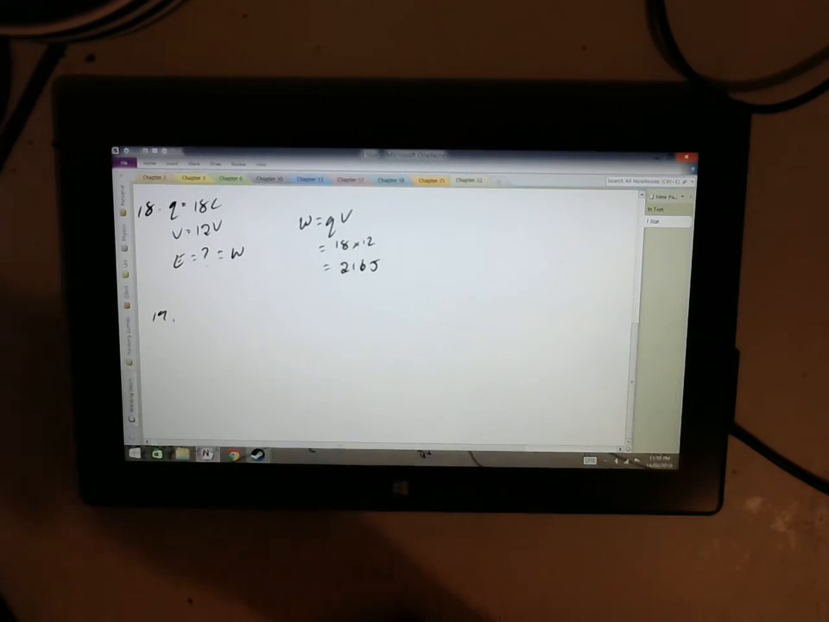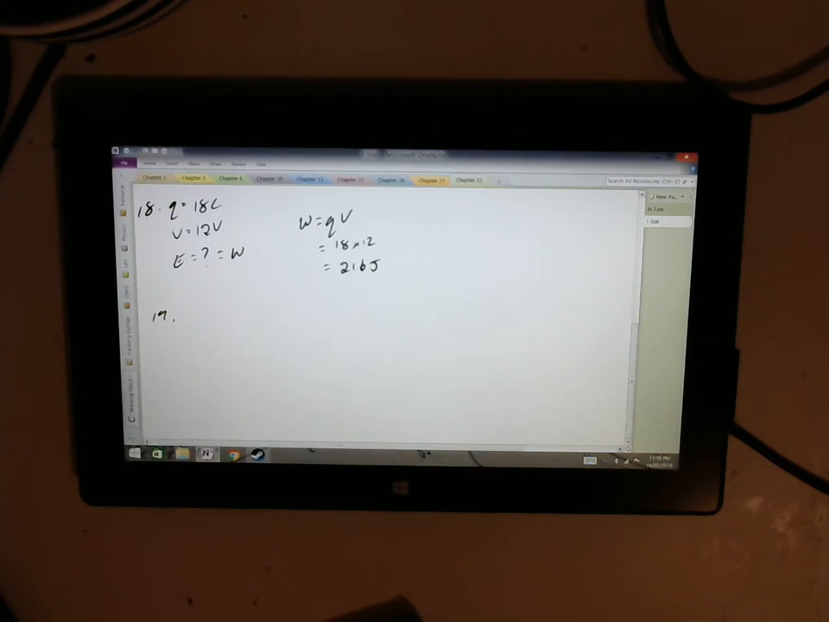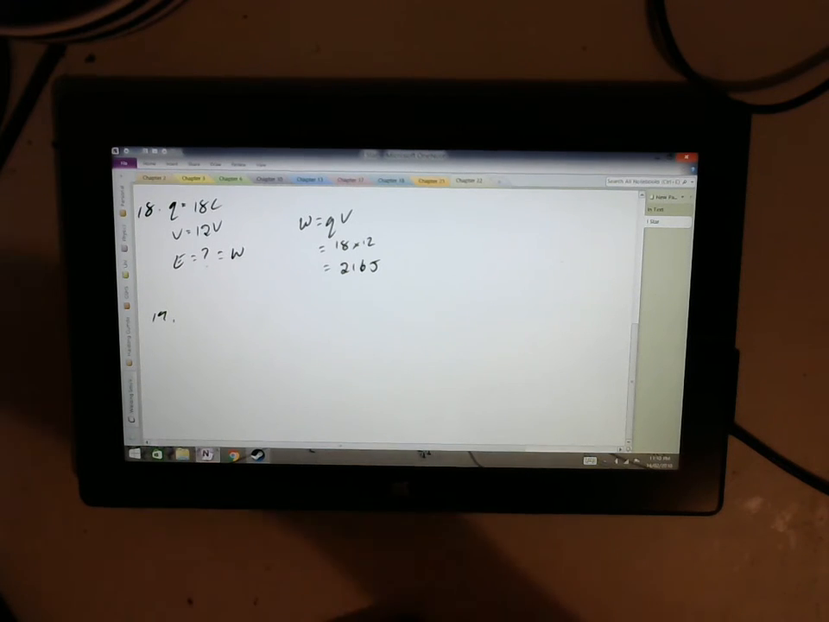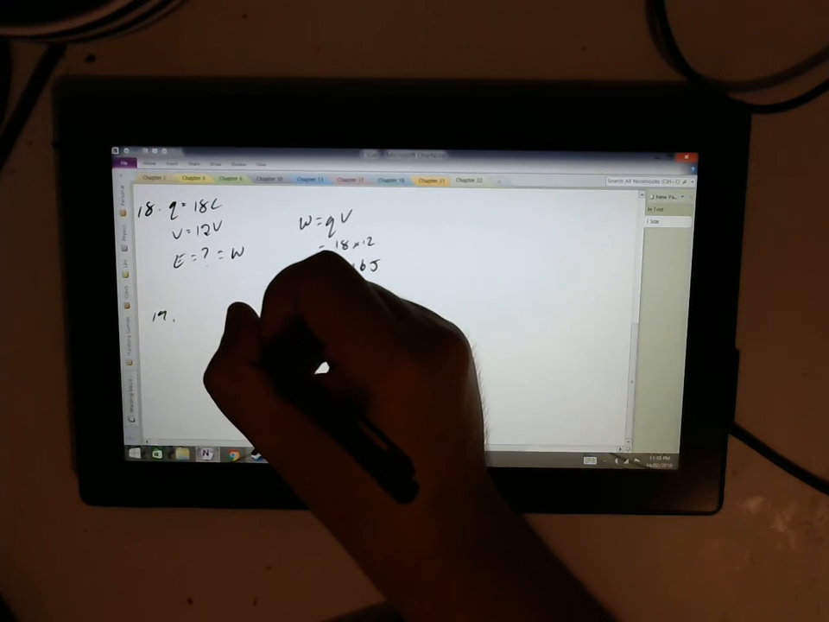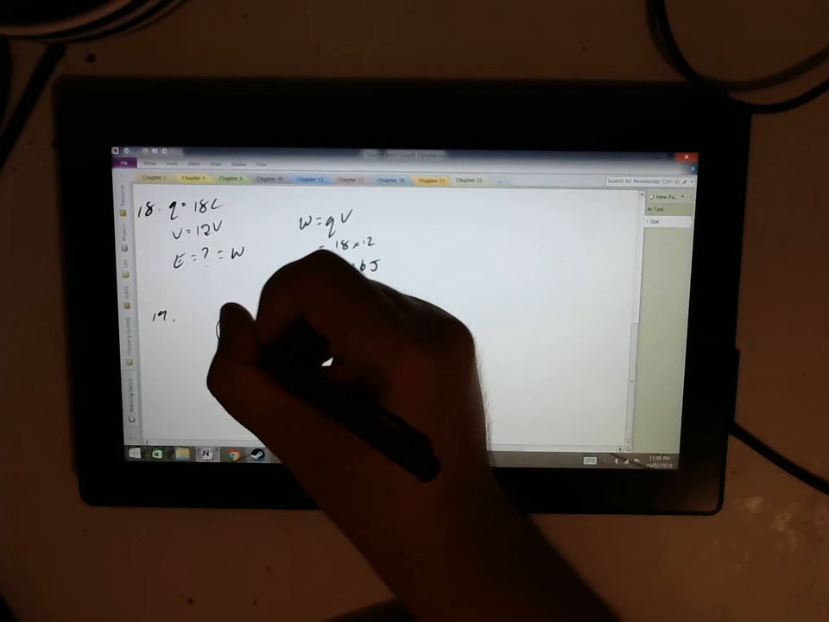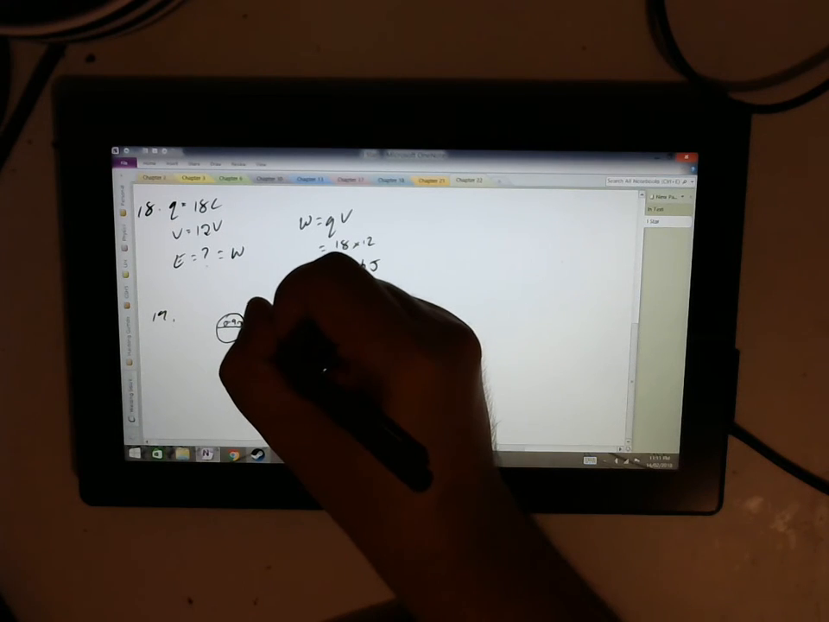19. If a 1.5 meter length of resistance wire has a resistance of 1.9 ohms and the wire has a diameter of 0.9 millimeters, calculate the resistivity of the wire. So let's draw our wire, which we assume is a circle. Every wire that I've ever seen looks to be a circle to me, and that's 0.9 millimeters.